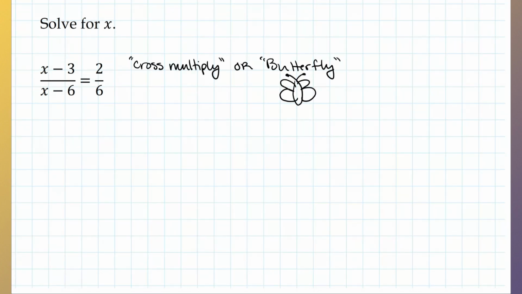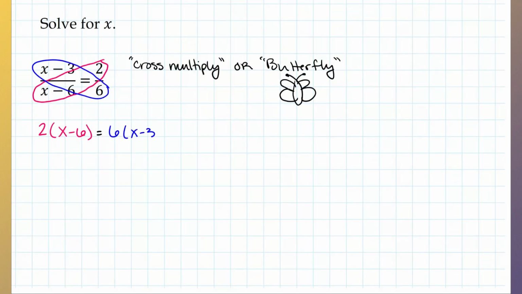So a fraction equals a fraction. We're going to create first half of our butterfly with 2 times x minus 6. But remember, we're putting that in parentheses because it is 2 terms. And then we're going to do the other half of our butterfly, 6 times x minus 3, again in parentheses because 2 terms. And then there you have it, our butterfly.